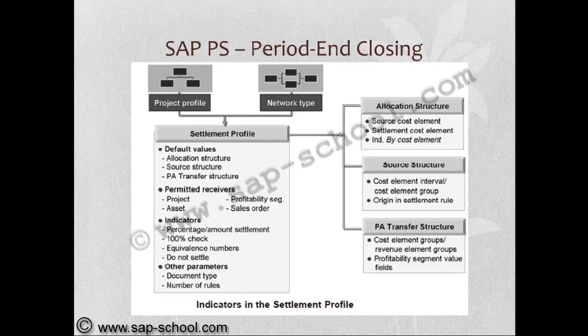In the allocation structure, source cost element, settlement cost element, individual by cost element can also be configured. In the source structure, cost element interval, cost element group, origin and settlement rule. In the profitability analysis transfer structure, cost element groups, revenue element groups, profitability segment value fields are also configured. These settlement profiles will be assigned to project profile and network types.